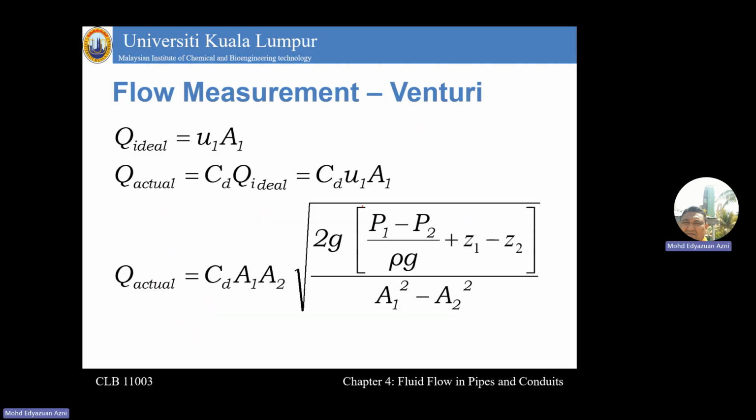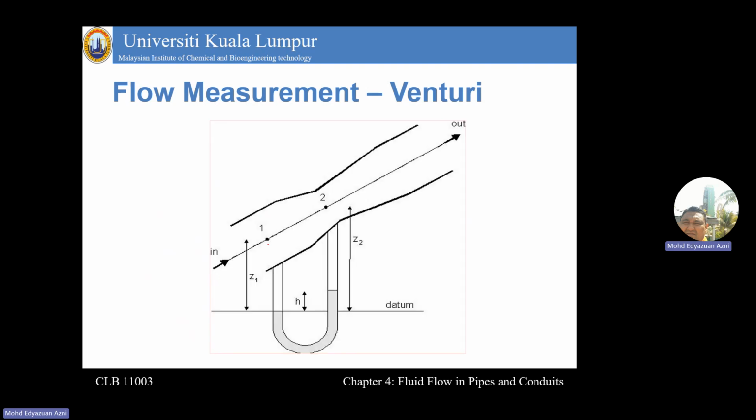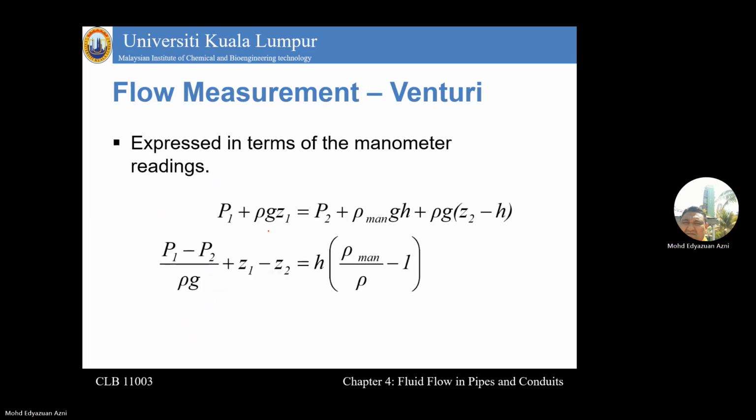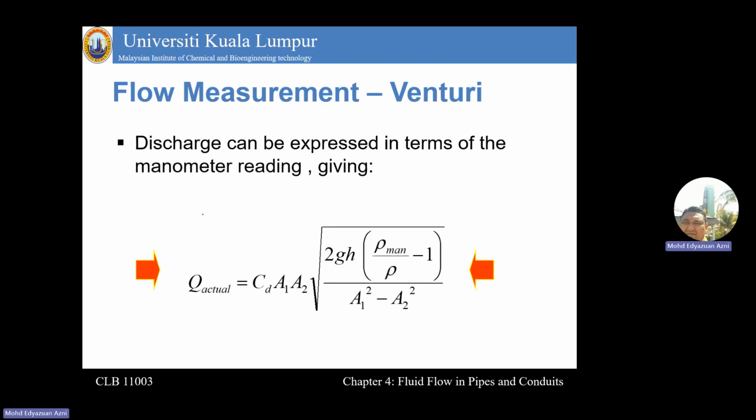we put in the formula for the actual discharge over here together with the CD and everything. And then with some other modification and manipulation of our formula, at the end, for the Venturi, we get the formula for Q actual, the discharge or the actual volumetric flow rate, which equals CD, the coefficient of discharge, with area 1 and area 2.